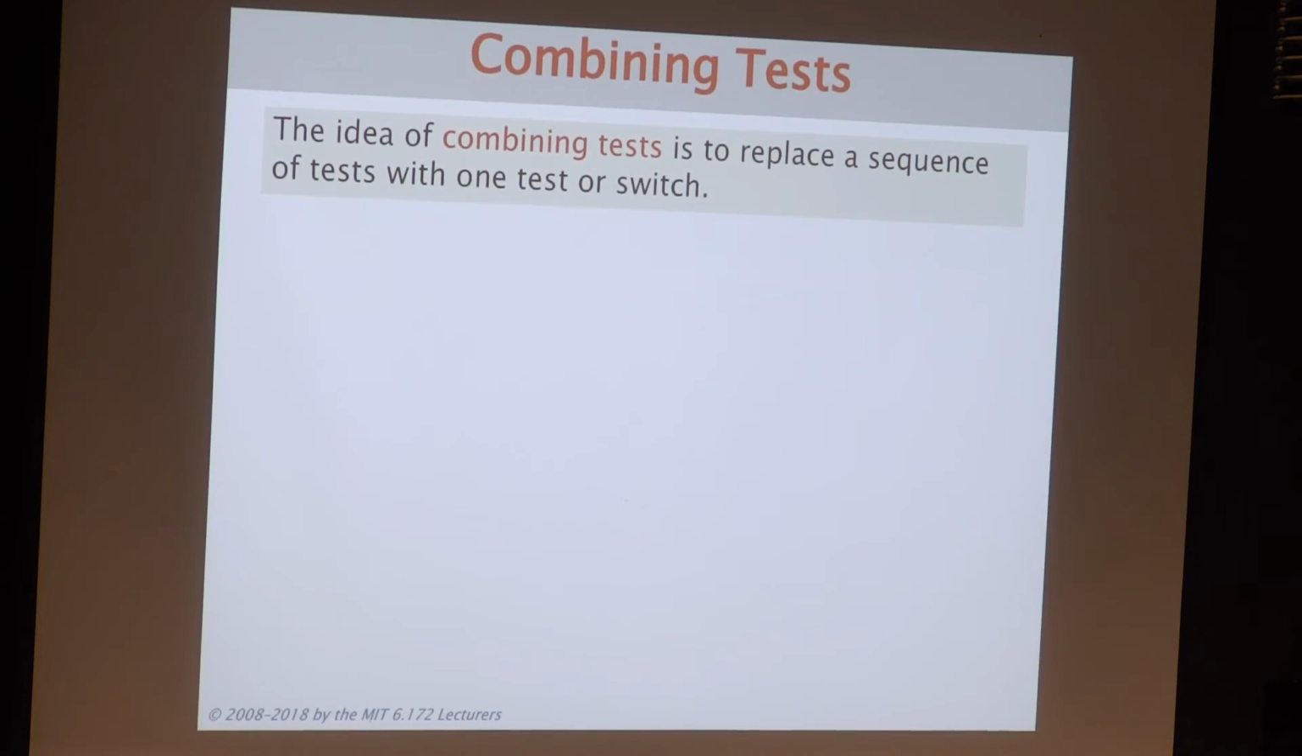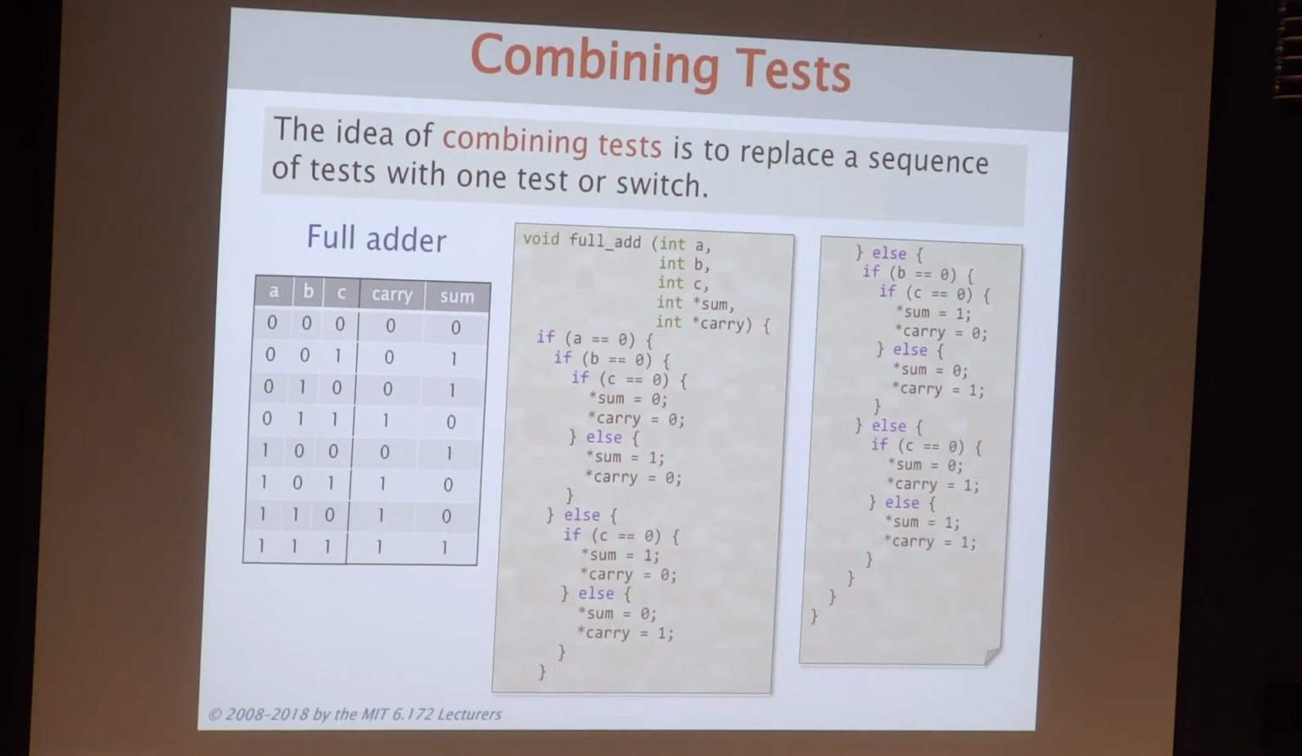OK, so the next idea is to combine tests together. Here we're going to replace a sequence of tests with just one test or switch statement. So here's an implementation of a full adder. A full adder is a hardware device that takes as input 3 bits, and then returns the carry bit and the sum bit as output. Here's a table that specifies for every possible input to the full adder what the output should be. There are 8 possible inputs because it takes 3 bits, and there are 8 possibilities there. And this program here is going to check all the possibilities.